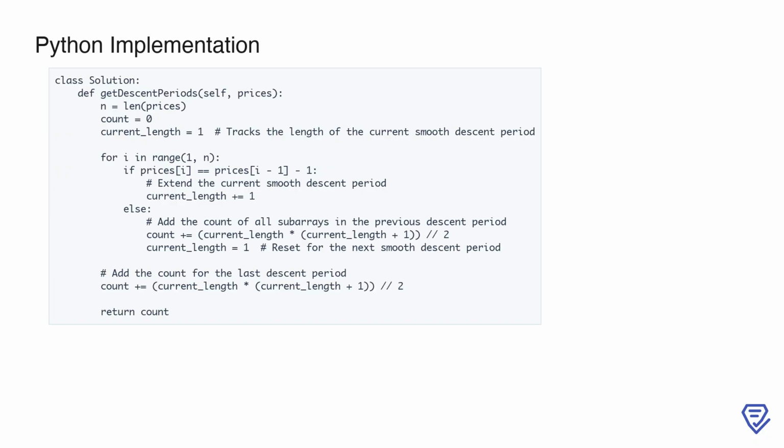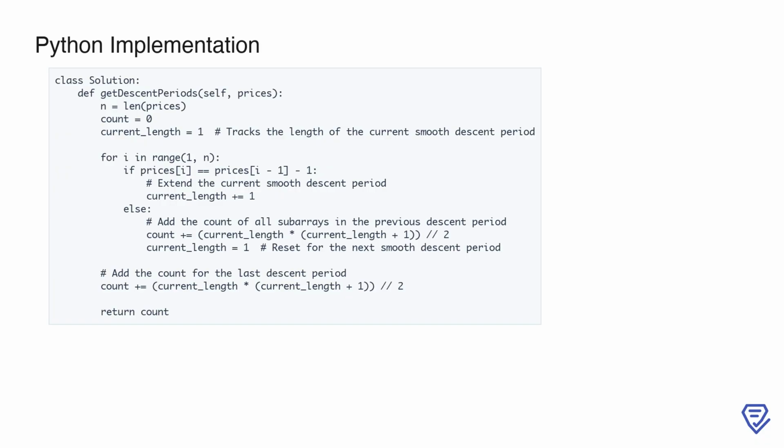A smooth descent period is defined as a contiguous subarray where each subsequent price decreases by exactly 1. We start by initializing count to 0, which will store the total number of smooth descent periods. A variable current_length is also initialized to 1 to track the length of the current smooth descent period. The algorithm iterates through the prices array starting from the second element, index 1. For each price, if the current price is exactly 1 less than the previous price, it extends the current smooth descent period by incrementing current_length.